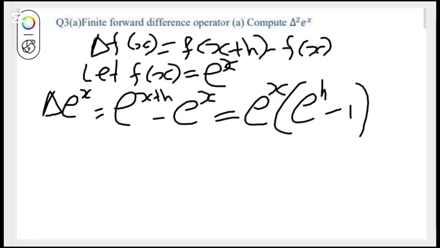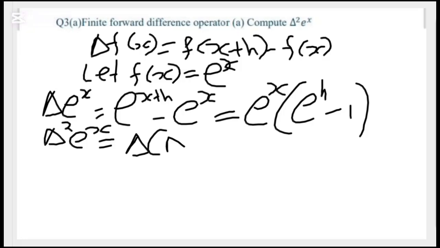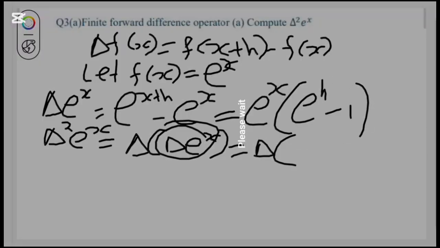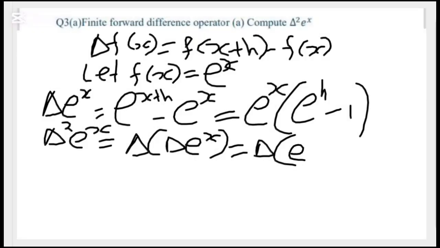So the next thing that I'm going to do is that I'm looking for d square e to the power of x. So I will now say d square e to the power of x is equal to d by d of x. It is the same thing as d of, what is the value of d of x? This value we already found, which is this. So I'm going to say e to the x multiplied by e to the h minus 1.